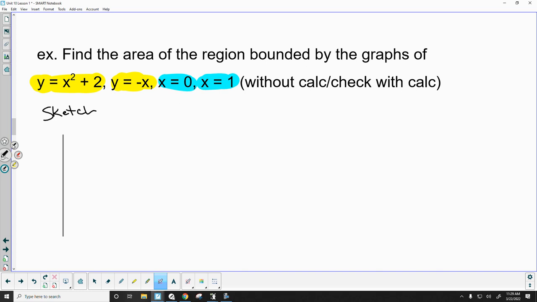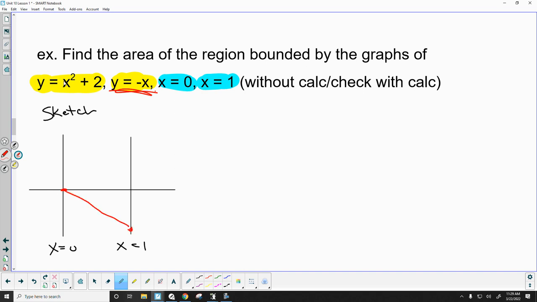x equals 0 is just the y-axis. x equals 1 is just a vertical line to the right. We have the x-axis if we want. You don't have to do the whole sketch, just between 0 and 1. y equals negative x. Well, that's easy. It's 0, 0 and 1, negative 1, just a straight line. y equals x squared plus 2. Oh, that's easy too. That's just 0, 2 and 1, 3 with some sort of curve connecting.